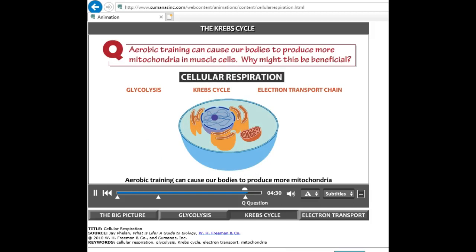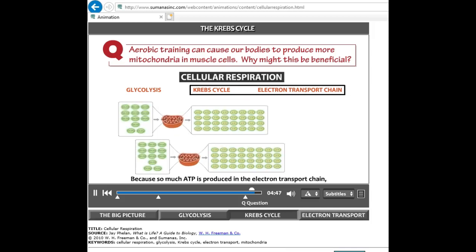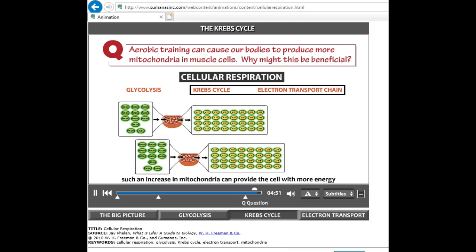Aerobic training can cause our bodies to produce more mitochondria in muscle cells. Why might this be beneficial? An increase in mitochondria means that the cell has more cellular machinery to perform the Krebs cycle and the electron transport chain. Because so much ATP is produced in the electron transport chain, such an increase in mitochondria can provide the cell with more energy to sustain physical activity, provided oxygen is available.